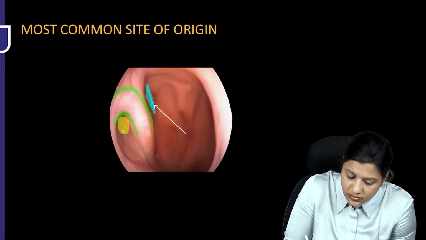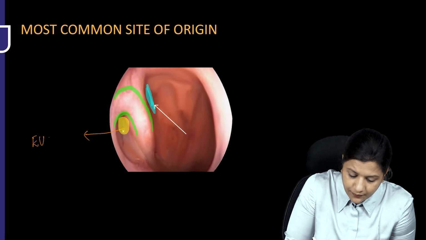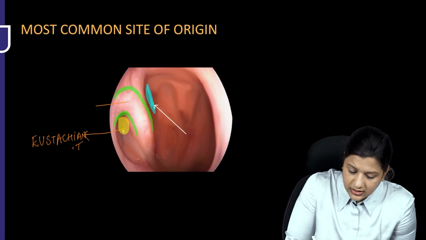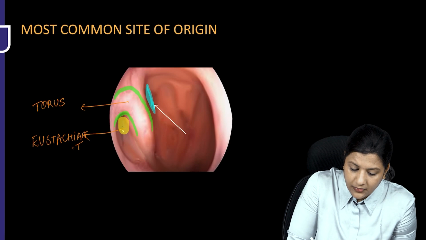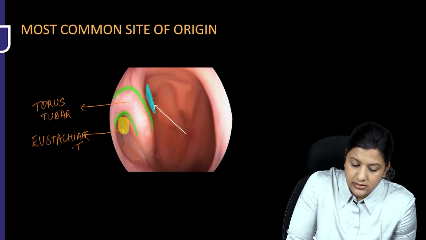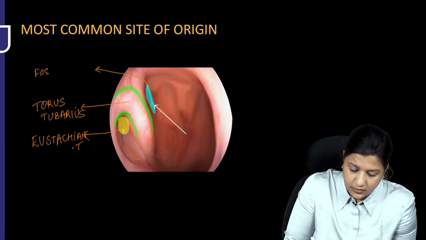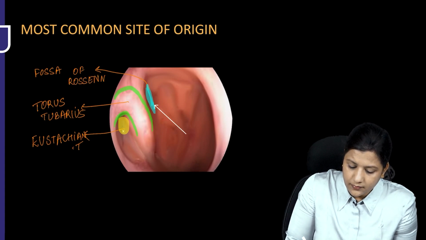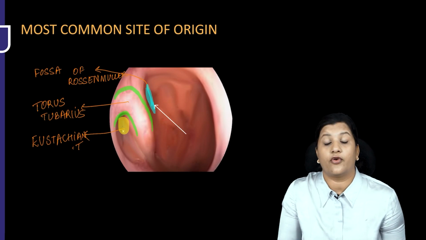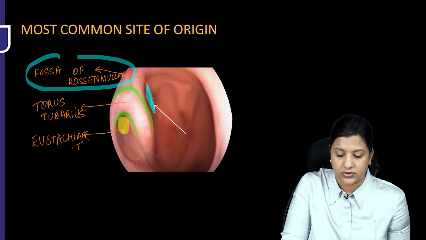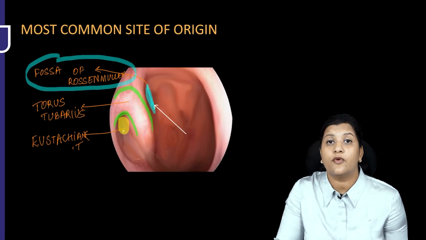So, what are the structures? This is your eustachian tube. Behind the eustachian tube, you have a cushion. This cushion is called as torus tubarius. And behind the torus tubarius, you have a fossa. This depression is called as fossa of Rosenmuller. The most common site of origin of nasopharyngeal carcinoma is from this fossa of Rosenmuller.